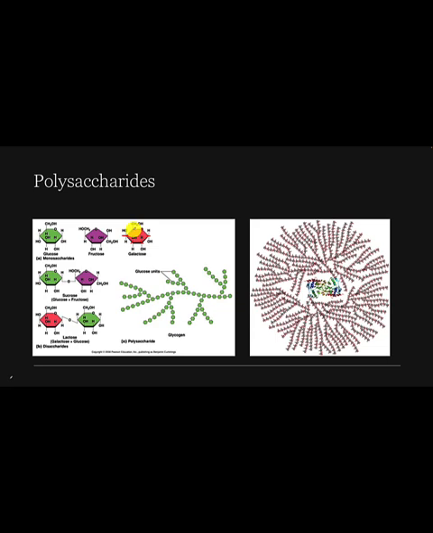1, 2, 3, 4, 5, 6. So galactose has 6 carbons. If we look at glucose, carbon is here, here. It's where the angle changes, here, here, here, and here. And just like what I showed you guys, let me go back and find it for you, just so we can show you two different versions of the same story.